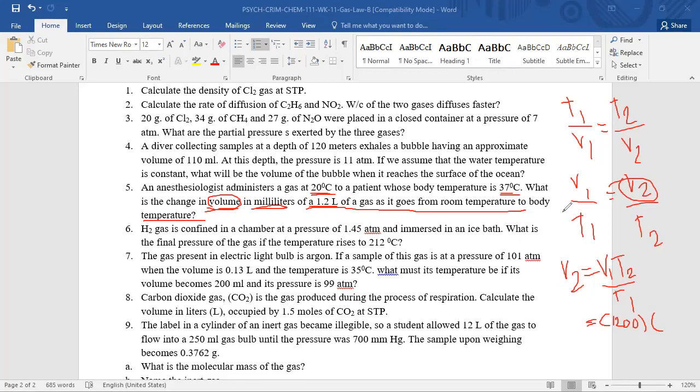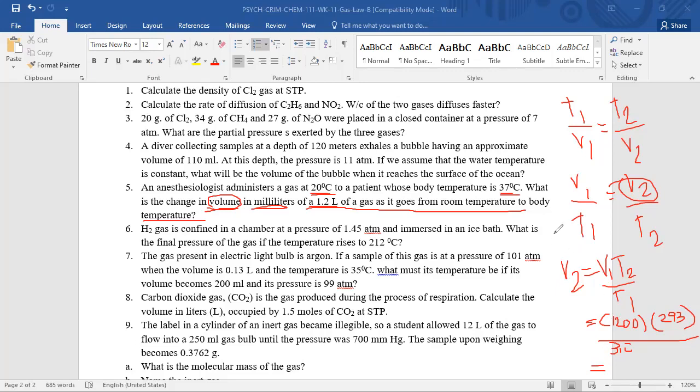Okay, so i-convert natin yan into Kelvin. Lagi yun, huwag niyong kakalimutan yun. Kapag nag-solve kayo, i-convert niyo into Kelvin. So 20 plus 273 is 293. So i-convert nyo kapag sa mga gas equations. Divided by 37. 273 plus 37. That is 310. Equals 1,200 times 293 divided by 310.